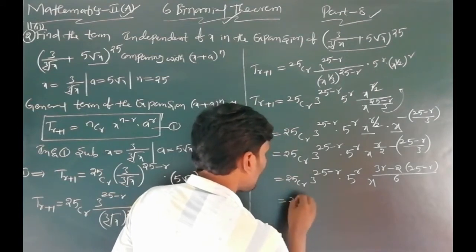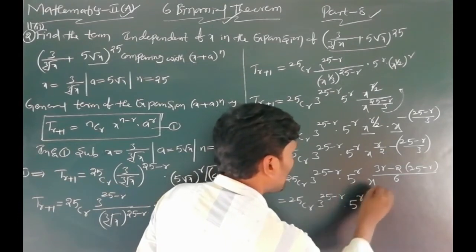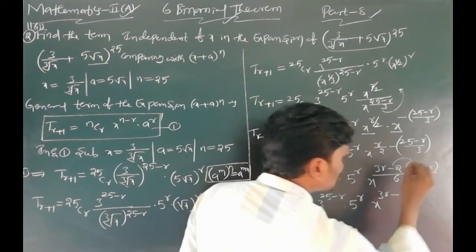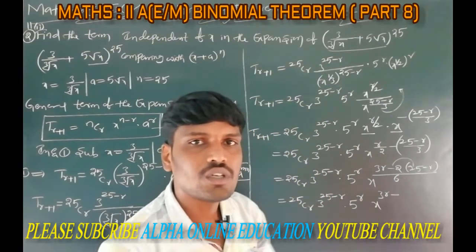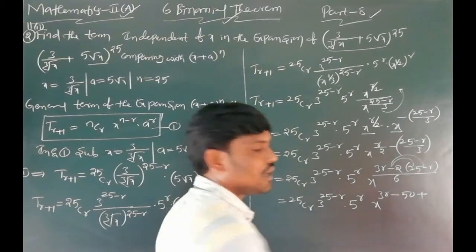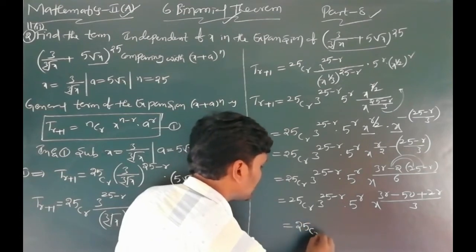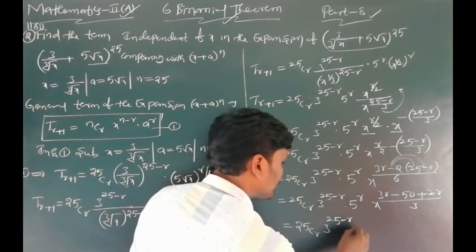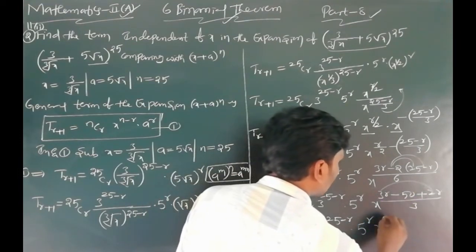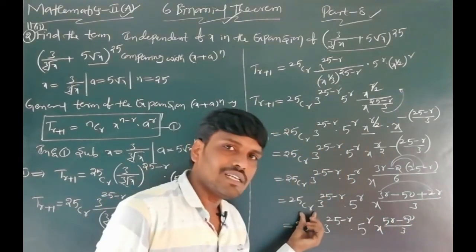After that, 25Cr, 3 power 25 minus r, 5 power r, x power 3r minus 2 into 25. How much? Minus 2 into 25 is minus 50, and minus into minus plus 2 into r is 2r, all by 3. So you get 25Cr, 3 power 25 minus r, 5 power r, x power (5r minus 50) by 3. Here 25Cr is the constant.